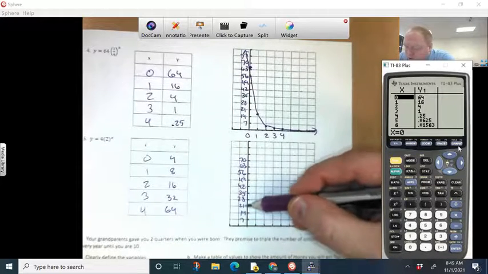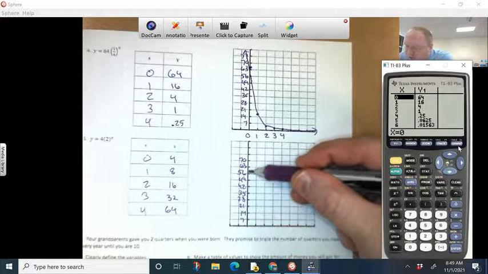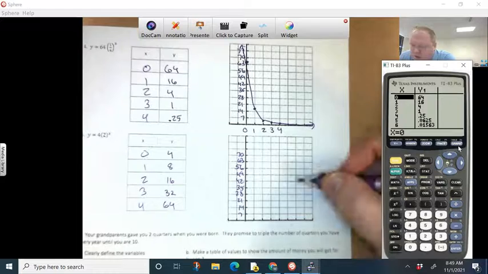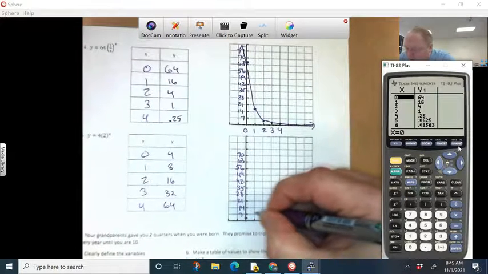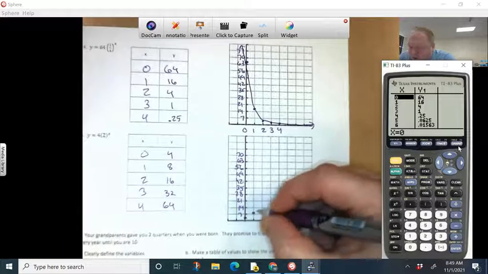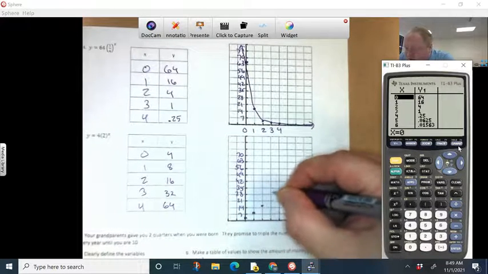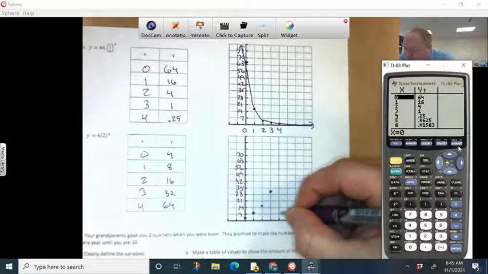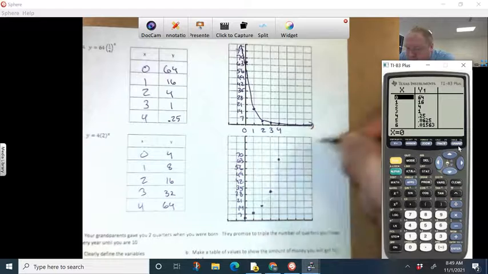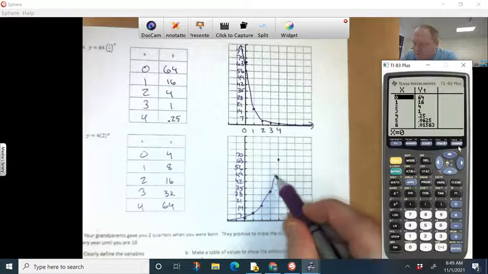Let's see, 7, 14, 21, 28, 35, 42, 49, 56, 63. Yeah, okay. All right, so 0, 4, so about there. 1, 8, about there. 2, 16, about there. 3, 32, it's about there, and 4, 64. All right.